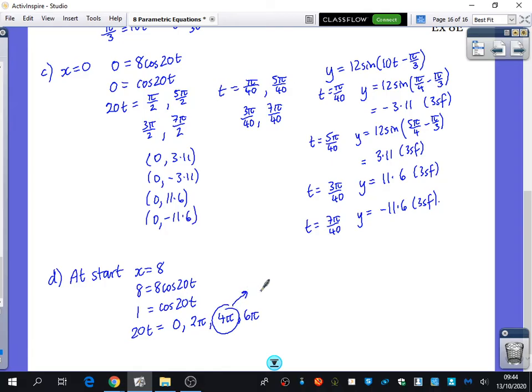I think this is the one when it's going to return to the start. I think this one is going to be when it's at the top point, and I can investigate that if I need to. So I'm going to say for this one that I've got here that t would be equal to 4 pi over 20, which is just pi over 5.